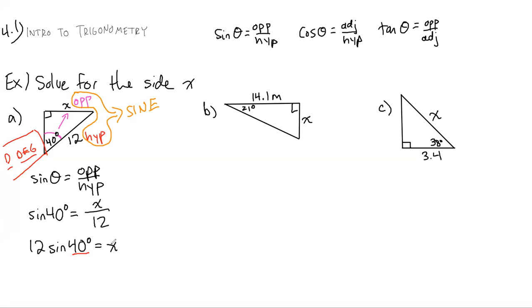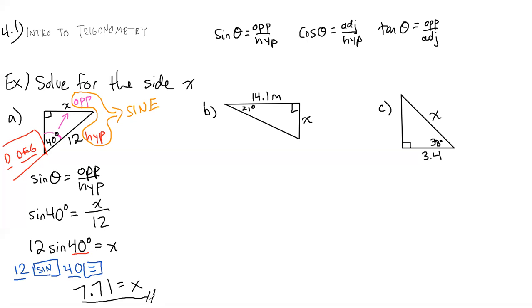The calculation should just be 12, and then I'm going to hit the sine button. All of these numbers are going to be stored in your calculator. Then I'll hit equals, and that should give me my sine 40, and then I'm just multiplying it by 12. And I'm getting 7.71. I rounded it to 2 decimals.